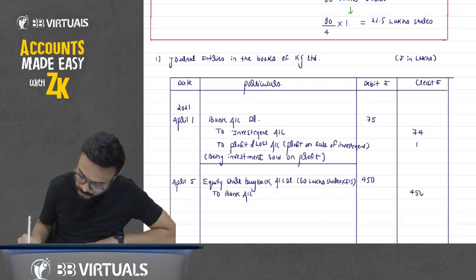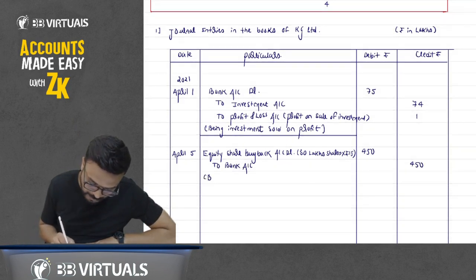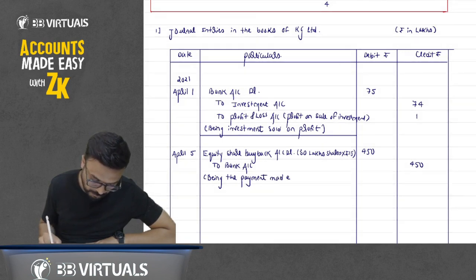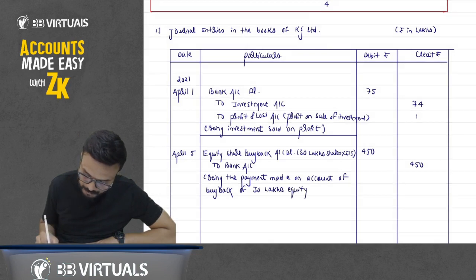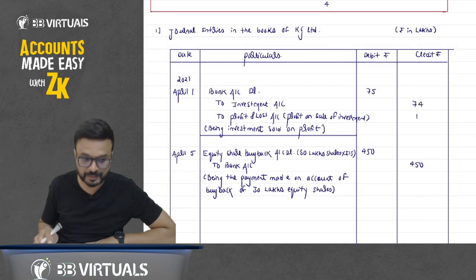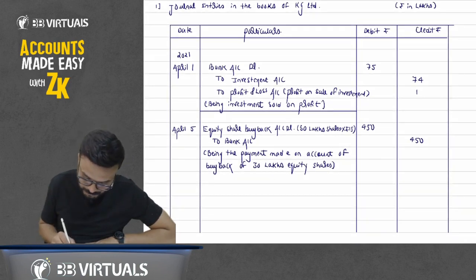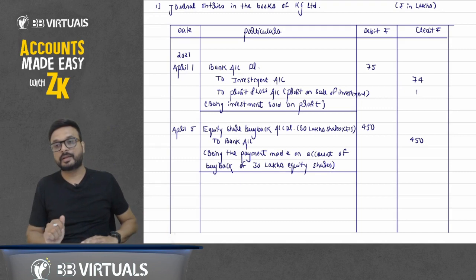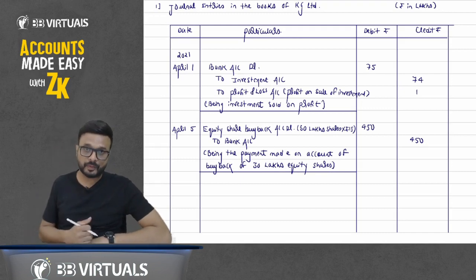How much is it? 450. So here, being the payment made on account of buyback of 30 lakhs equity shares. Okay, 30 lakhs equity shares. Now we have to cancel it.